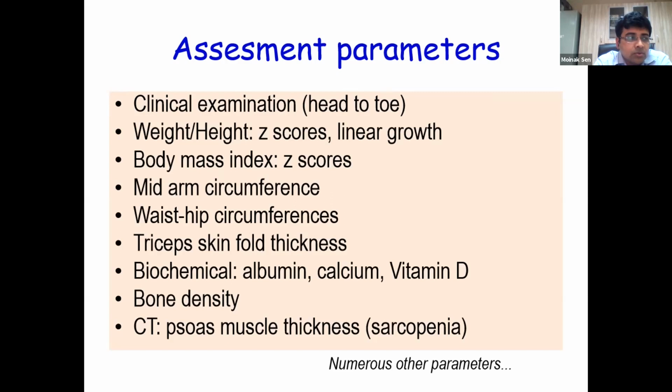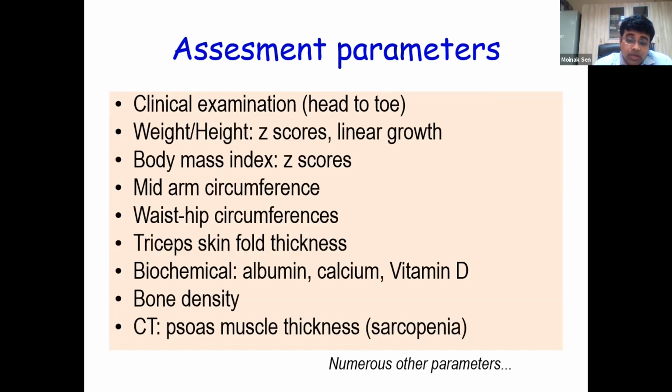So weight gives you an immediate assessment, and height tells you that the patient has been short for a very long time. Mid-arm circumference is very good for field purposes. Waist to hip circumferences are good for obesity. Triceps fold thickness again for obesity as well as malnutrition. Then you have biochemical parameters that indicate nutritional adequacy, such as albumin, calcium, vitamin D, bone mineral density.